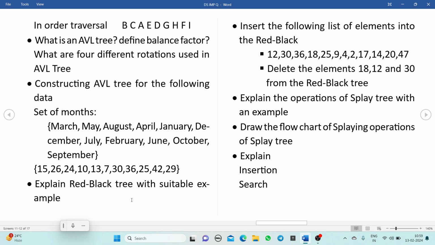And explain red black tree with a suitable example. Insert the following list of elements into the red black tree. Explain the operations of splay tree with an example. So draw the flowchart of splaying operations of splay tree and explain insertion and search operations.